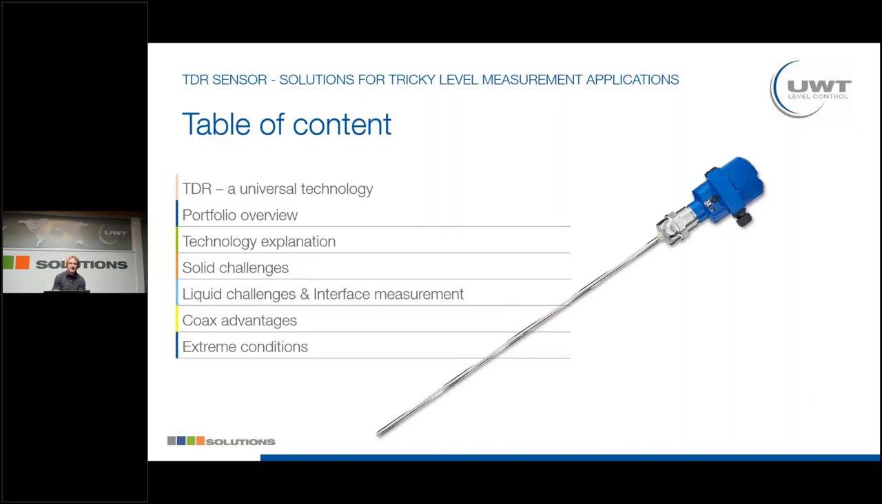We will start with why we call it a universal technology, this TDR, and I will give you a short portfolio overview. I will talk a little bit about the technology, a little bit deeper into detail, and then we will move on to the challenges, on the one hand in solid applications and on the other hand in liquid applications, and interface measurement. We will talk about the advantages of a special type of probe, the coaxial probe, and then we will have a look at some extreme conditions and what TDR sensors are made for those extreme conditions.